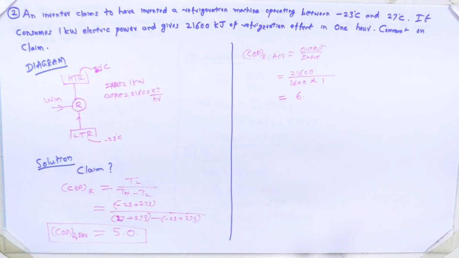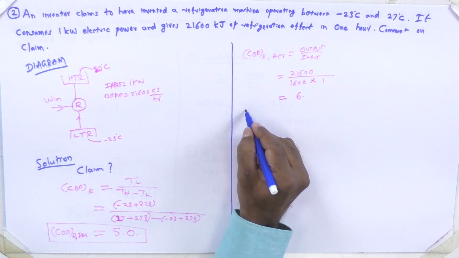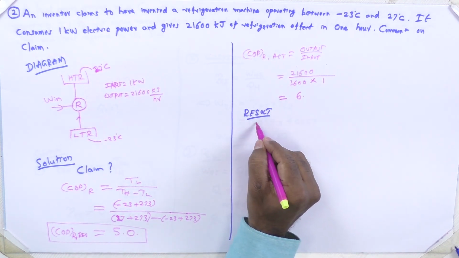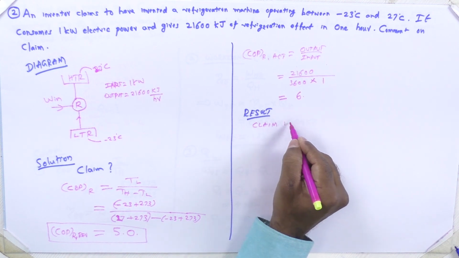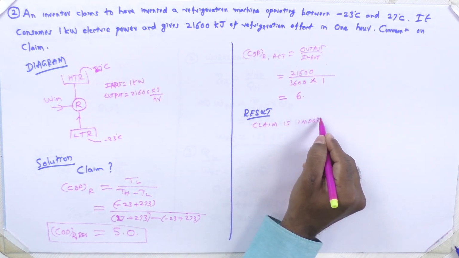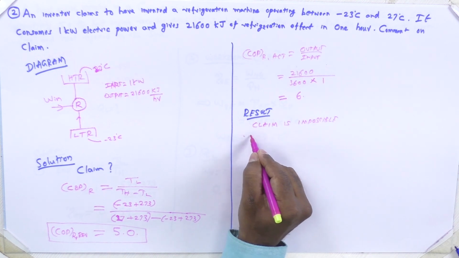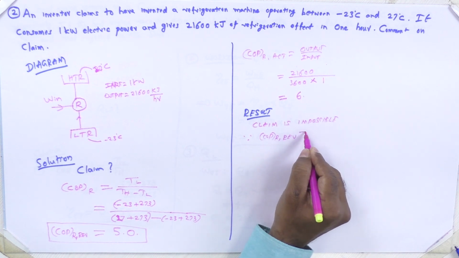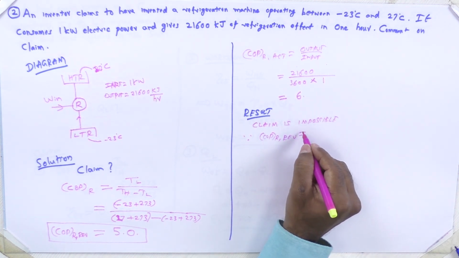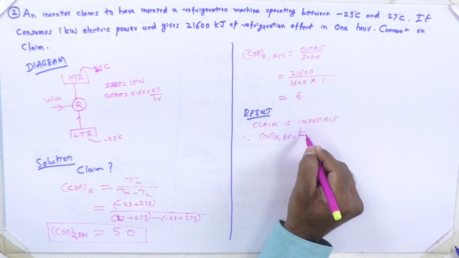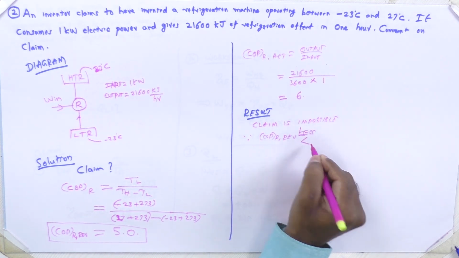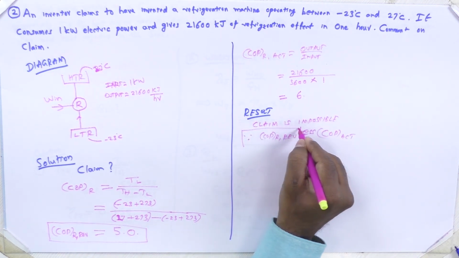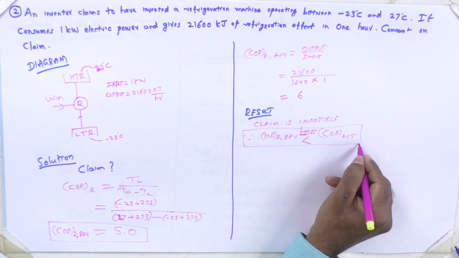Now we will write the result. The inventor's claim is not possible. The inventor's claim is impossible, since the COP of the refrigeration system for the reversible condition according to the second law of thermodynamics is less than the COP of the actual condition. According to this reason, this claim is not possible. So this is the result here.